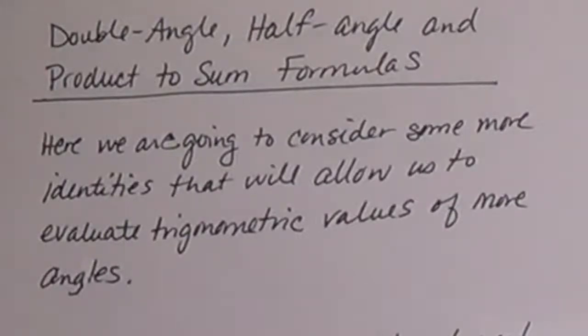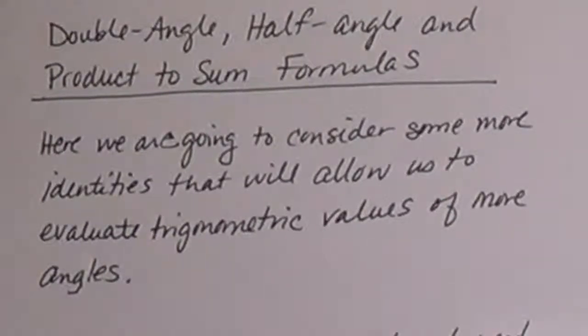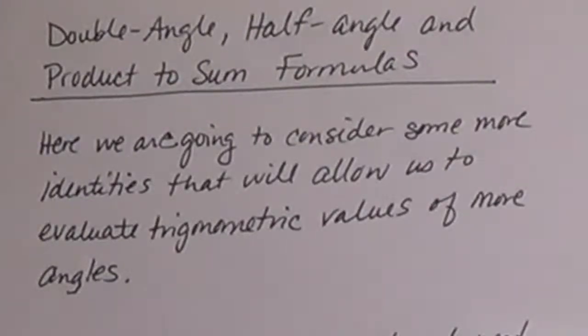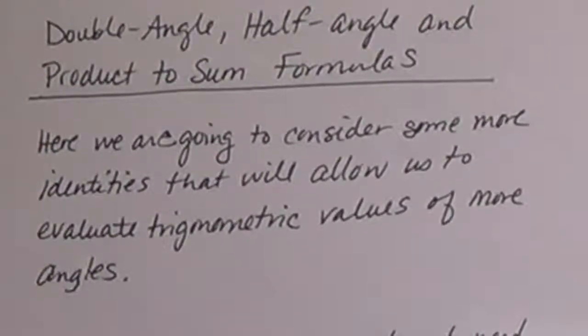In this next section, we're going to look at double angle, half angle, and product of sum formulas. Here we are going to consider some more identities that will allow us to evaluate trigonometric values of more angles. Recall that in the first few sections we talked about some of the nice angles, pi over 2, pi over 4, pi over 6, pi over 3, all of our quadrantal angles, and translated those to degrees. Now we're going to be able to look at some other angles, not only in the first quadrant, but in the other quadrants as well.